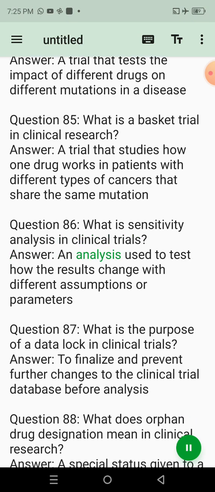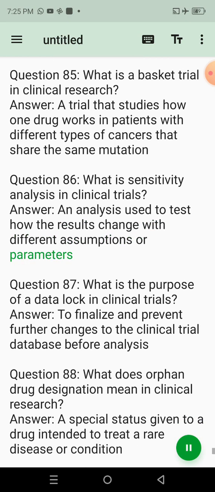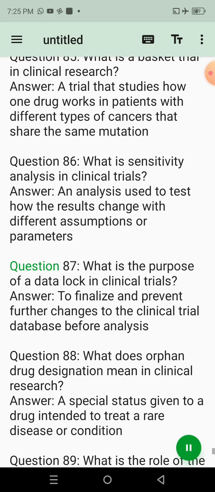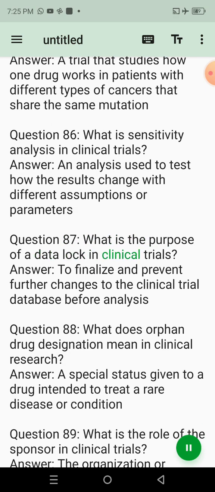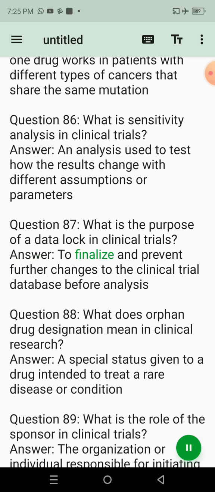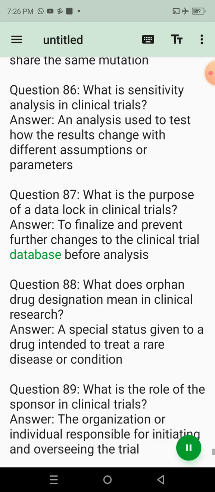Question 86. What is sensitivity analysis in clinical trials? Answer: an analysis used to test how the results change with different assumptions or parameters. Question 87. What is the purpose of a data lock in clinical trials? Answer: to finalize and prevent further changes to the clinical trial database before analysis.